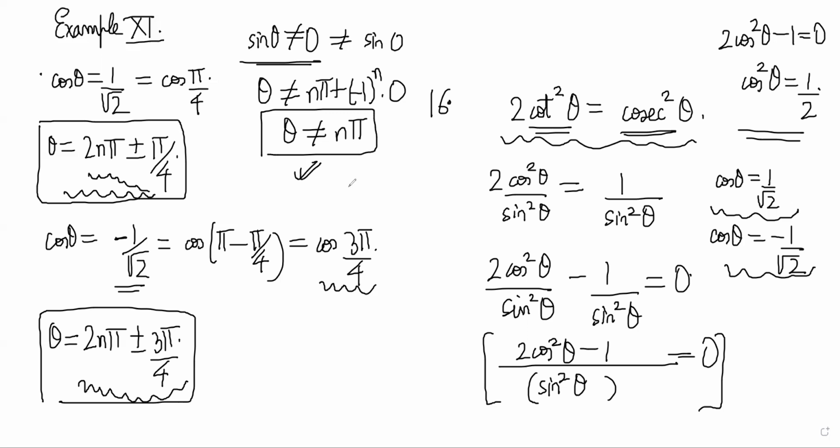Right? So we have three answers, no? We don't have three answers. We have these two answers, and this is theta cannot be this. This is not an answer. This is an exclusion. You have to exclude these values. You have to remove these values. You have to specify that it cannot be n pi, it can be these two.